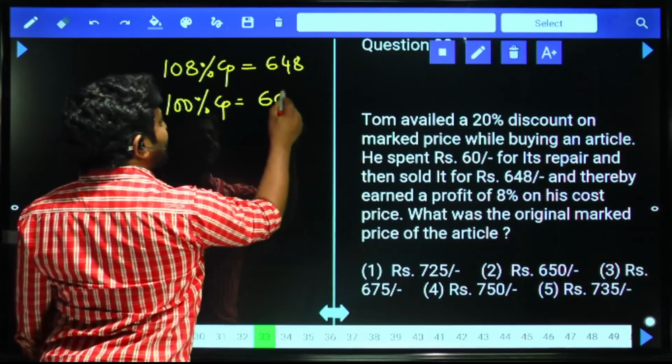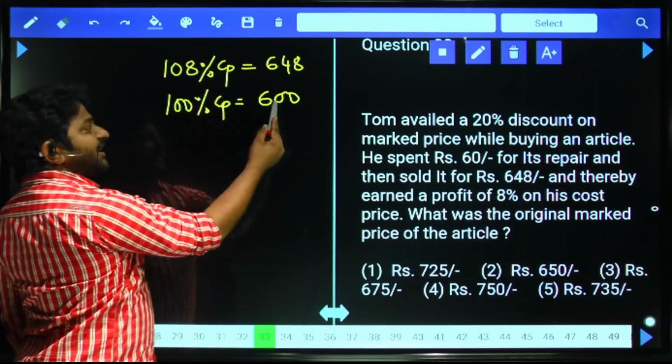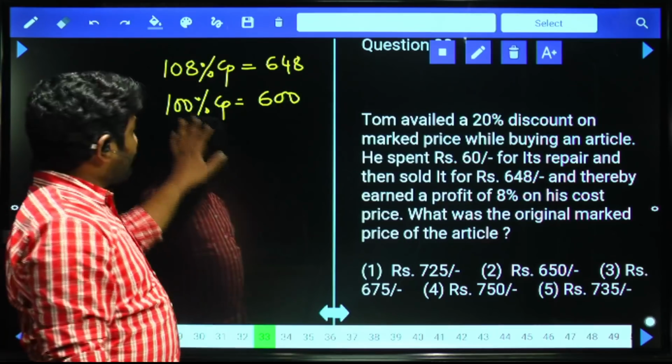సో లెట్ మీ అజ్యూమ్ ఇట్ యాజ్ 600. ఇఫ్ యూ హ్యావ్ ఎనీ డౌట్ యూ కెన్ క్యాలిక్యులేట్ ఇట్. 8% యాడ్ చేయాలి. 8% of this number is 48. When you add 48, you are getting 648. Right, done. We got cost price.